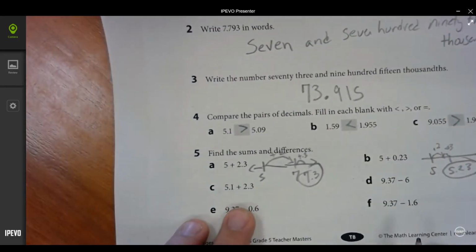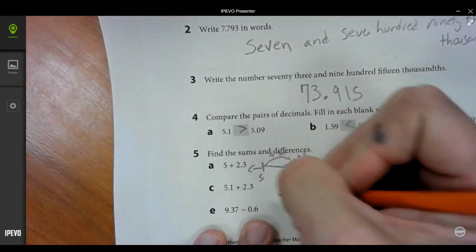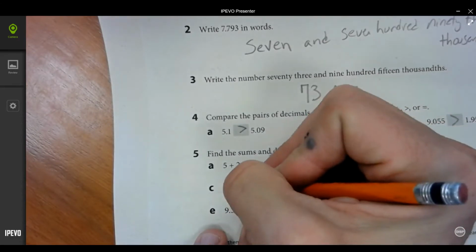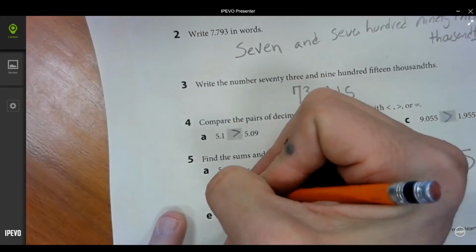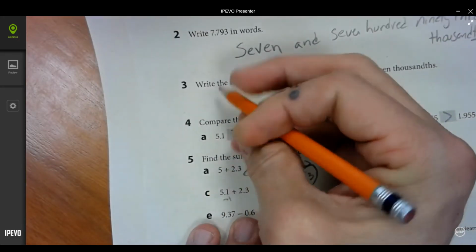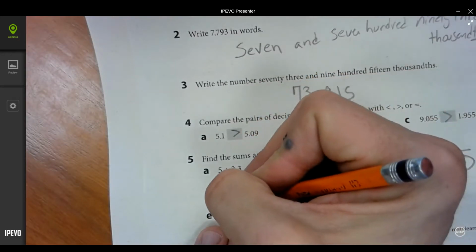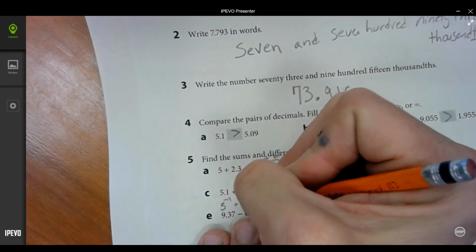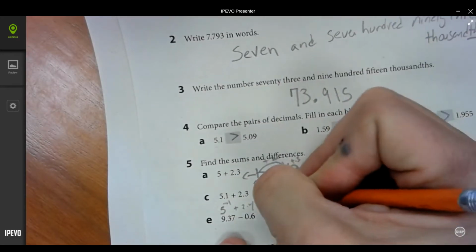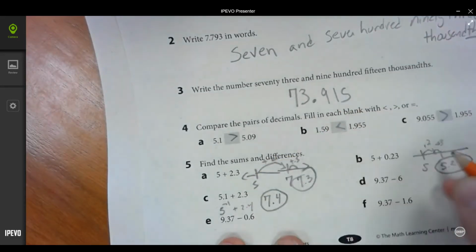And then here, 5 and 1/10 plus 2 and 3/10. I can make this easier by taking away a tenth to get to 5 whole. And I'm going to give it to this one over here, 2.4. So that I know it's 7.4, or 7 and 4/10.